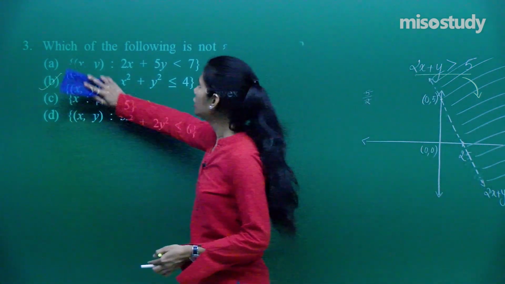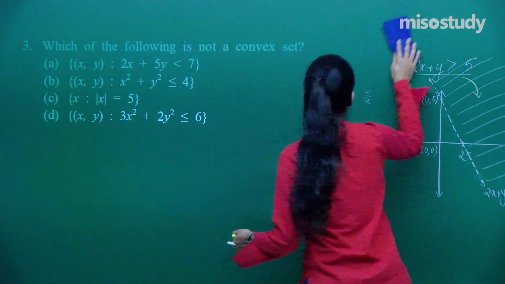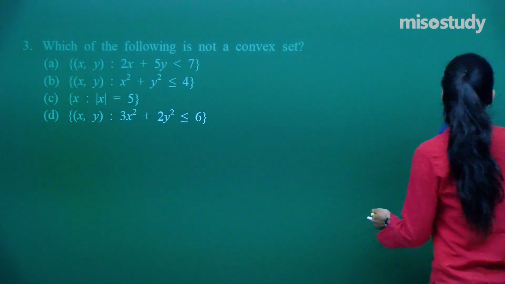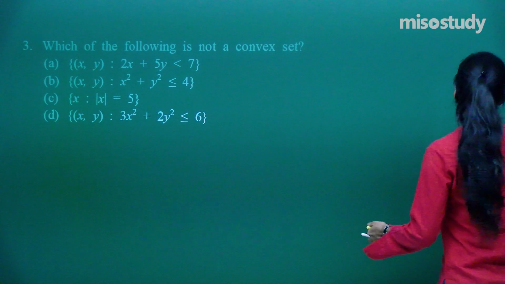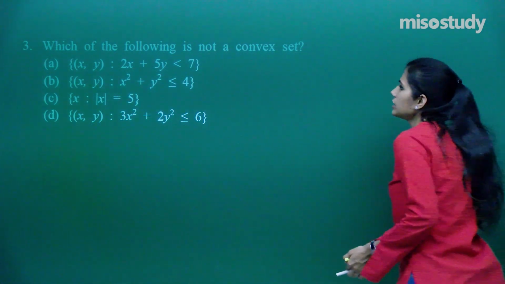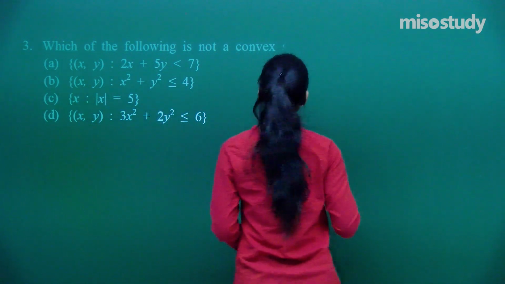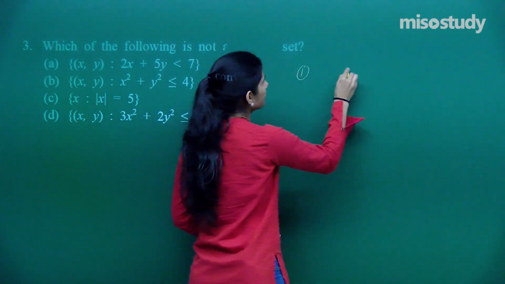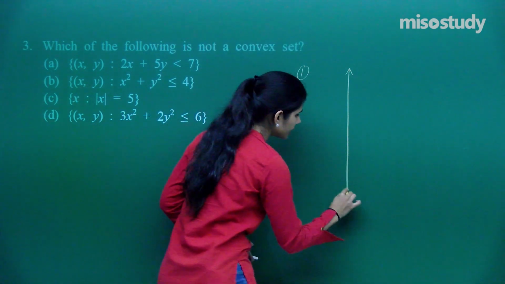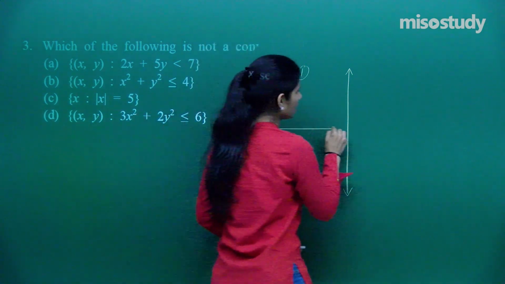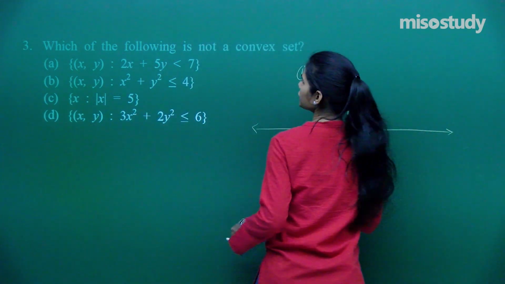Moving to the next, we have: which of the following is not a convex set? Now see, you should always know what these regions are going to turn out to be. Then it becomes very easy for you to conclude about them representing a convex set. First is 2x plus 5y strictly less than 7. We just now dealt with such a case.